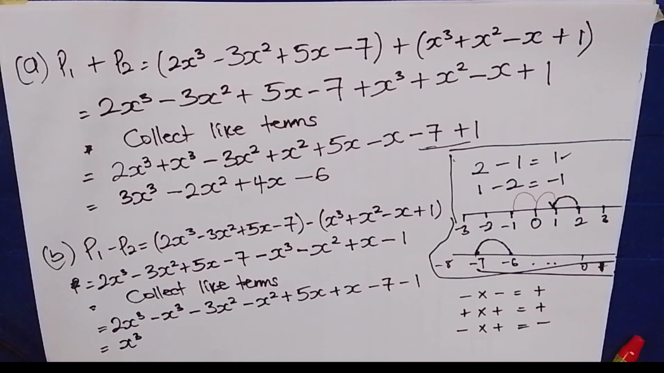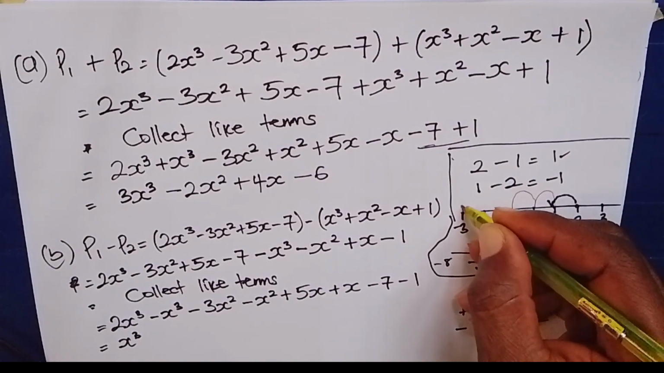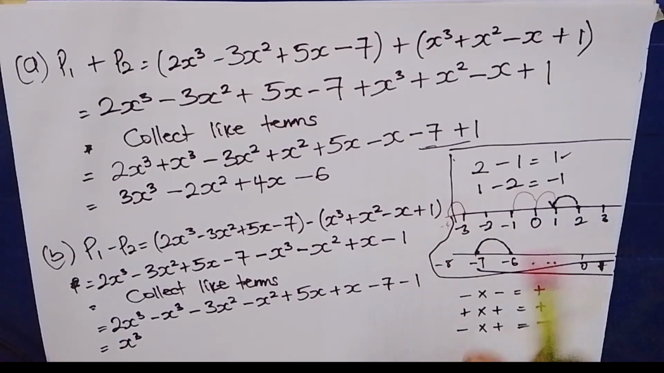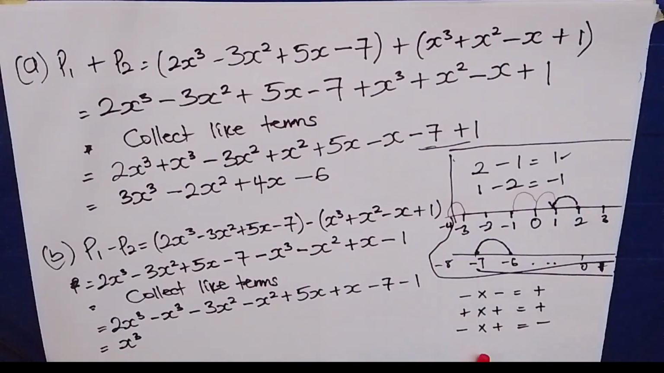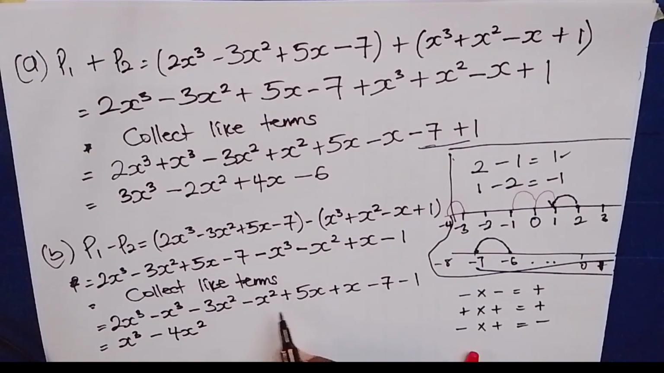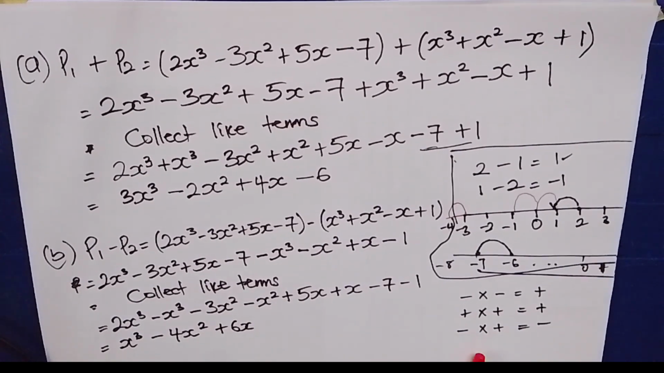Let's make use of our number line. This is our minus 3, and then we are doing minus 1. That is, we'll move one step towards the negative. We can't extend this number line, but what we have here is minus 4. So what we have here is minus 4x squared. Then minus 5x plus x, that is plus 6x. Then minus 7, minus 1.